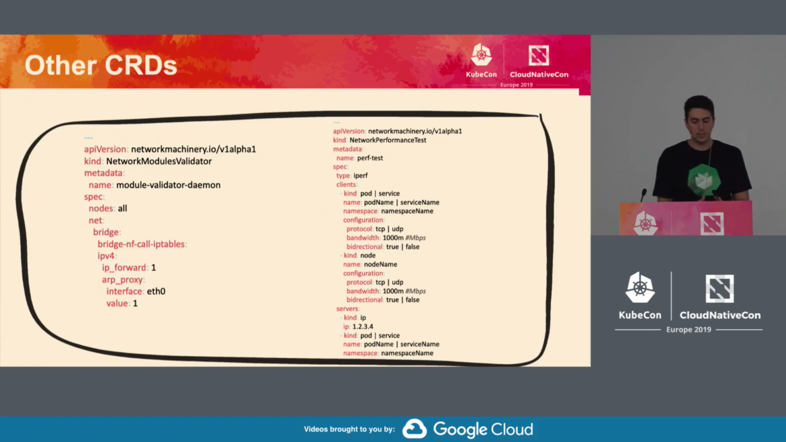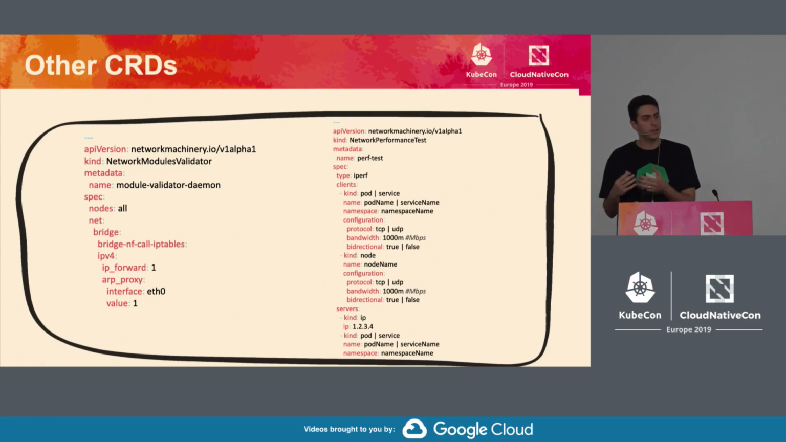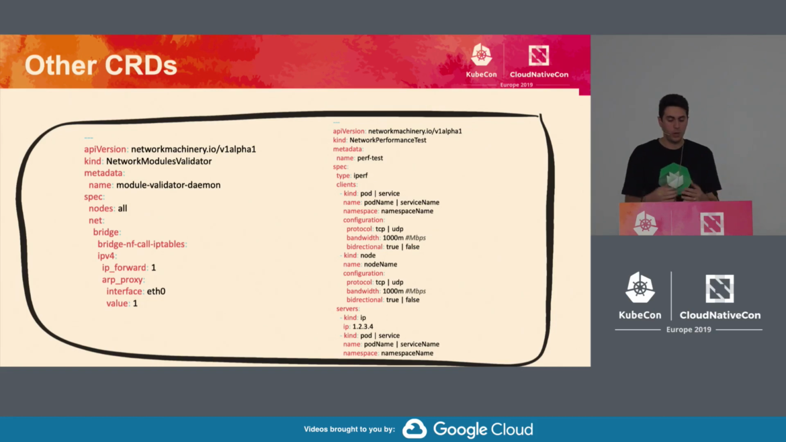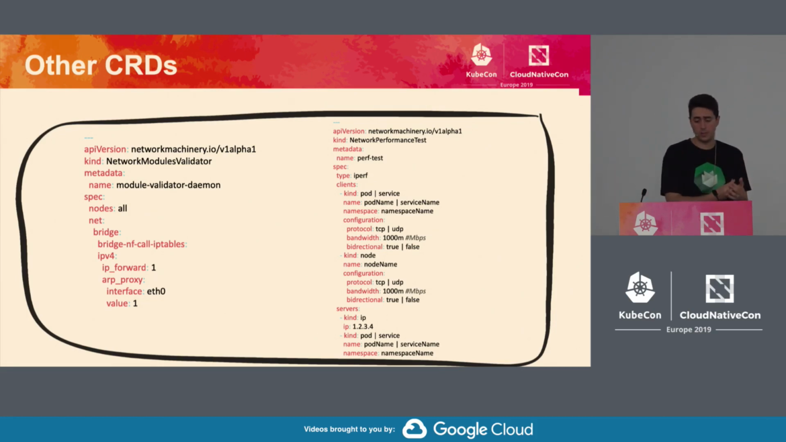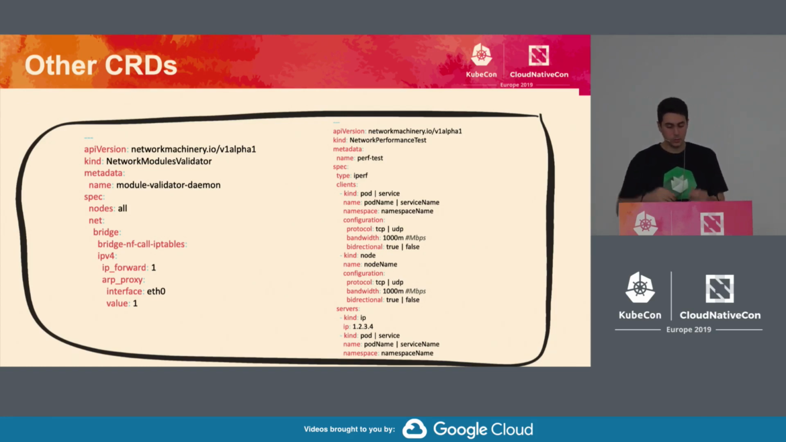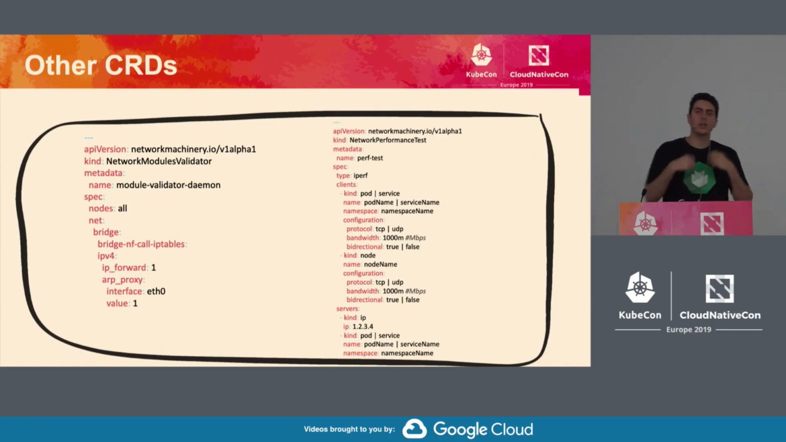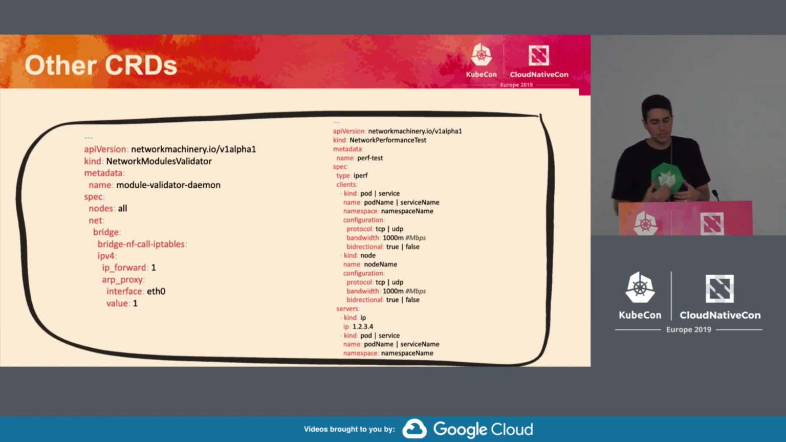There are other CRDs. There are also CRDs for network module validation. So I want to make sure that certain forwarding kernel modules are enabled to avoid traffic loss. Or I want to make sure, for example, in case of Calico, which makes use of ARP proxy, to have ARP proxy always enabled on the node. There's also, if I want to network performance test my cluster, I can specify, here are my clients, here are my targets, please run an iperf test or any other kind of test. And this is basically configurable.